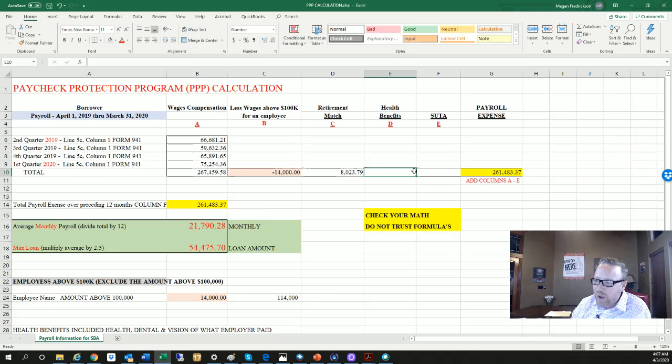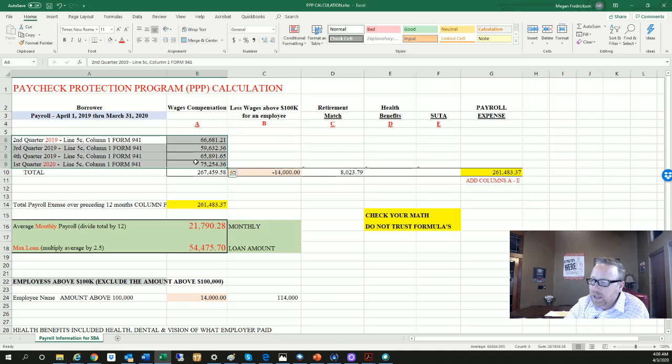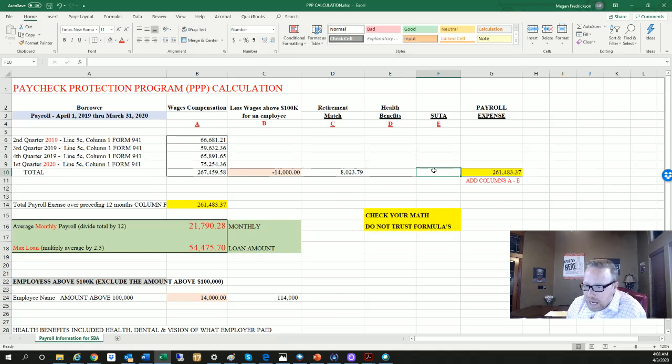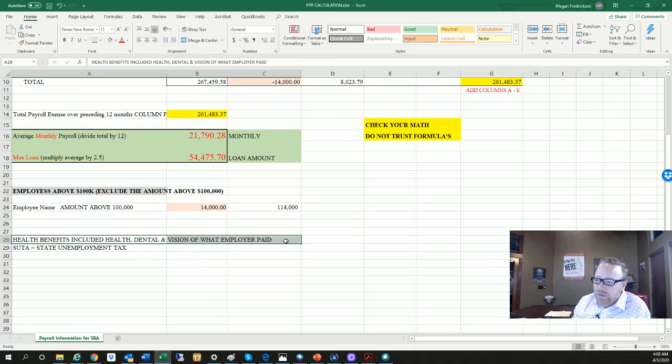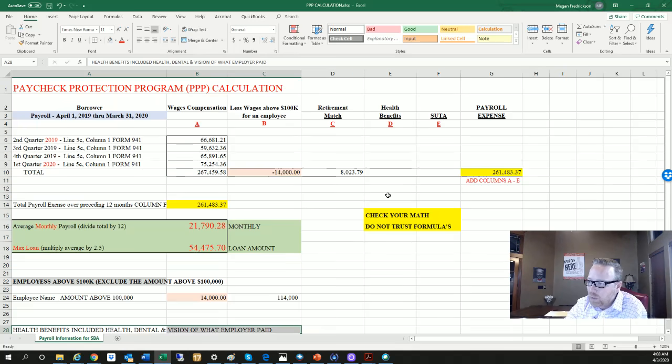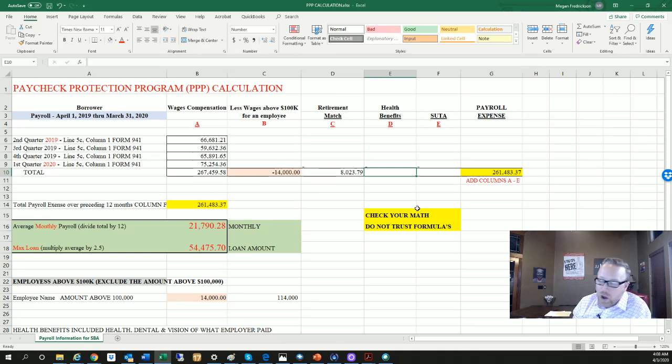The reason that the wages over here are quarter by quarter is because that's how the 941s are. This other information is not on 941s, and SUTA is on its own state unemployment tax report. But nonetheless, you would want to include health, dental, and vision, and it's all employees, including the owner.